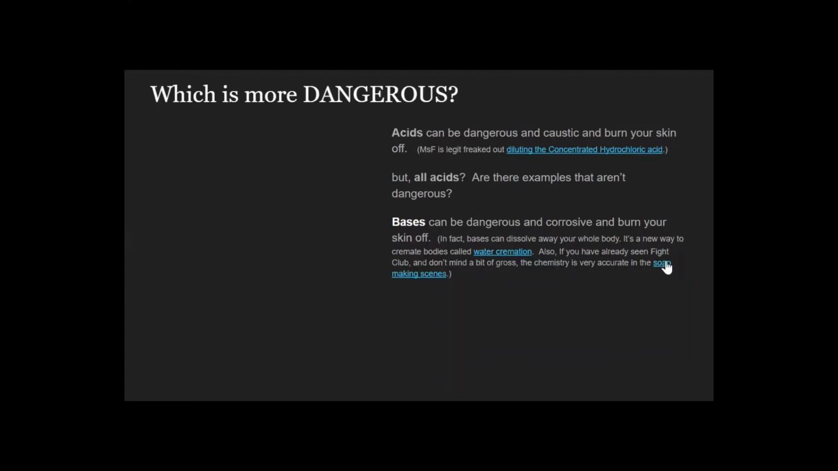I was going to show this, but I don't want to. If you're a little squeamish, you might not want to watch it. But if you've already seen Fight Club and you don't mind a bit of gross, the chemistry is very good and accurate in the soap making scenes of Fight Club. So I have a link here if you want to click on that and look at it. It will also show you that bases are dangerous and will burn your skin off. It's a good example of lye, sodium hydroxide, that they use to make soap.